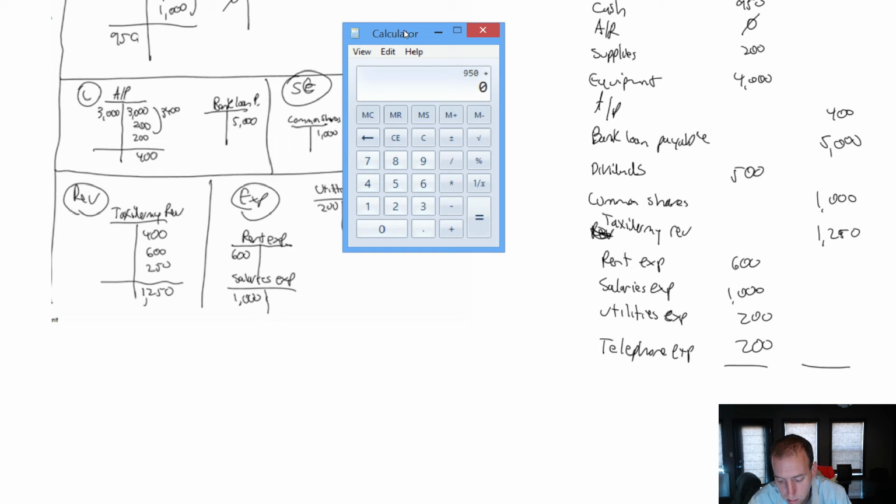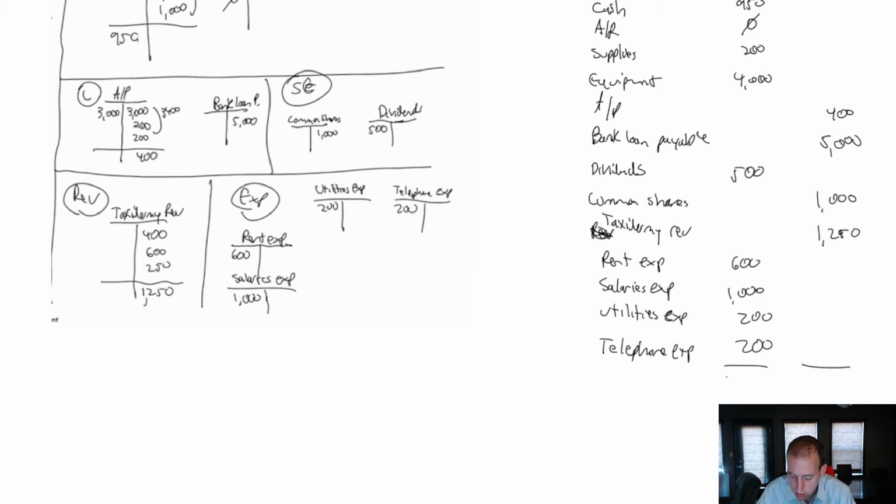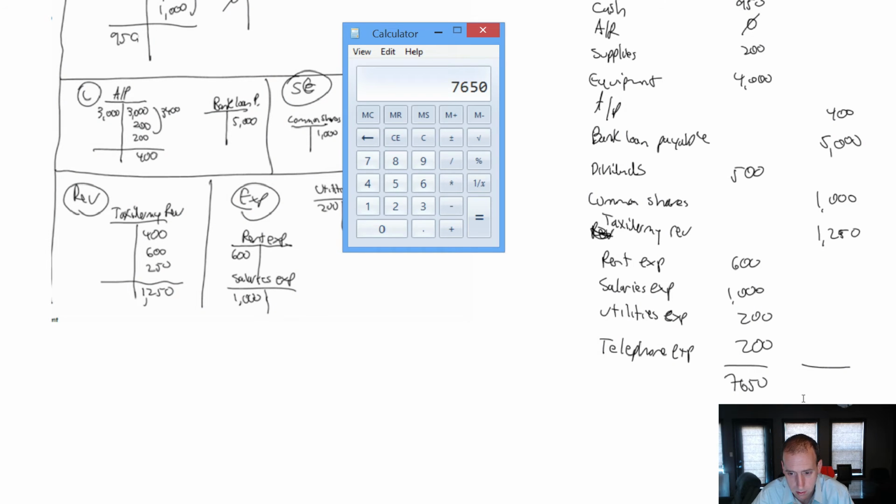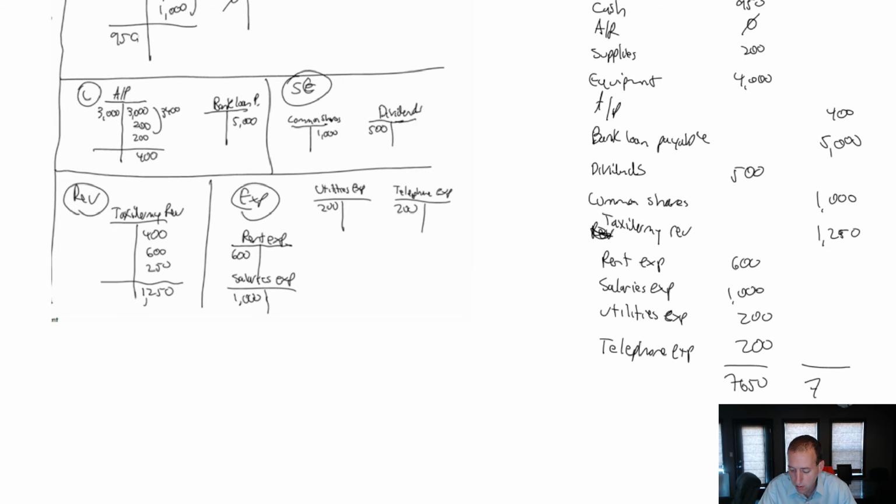950 plus 0 plus 200 plus 4,000 plus 500 plus 600 plus 1,000 plus 200 plus 200. I get 7,650 in debits. When I add up my credits, I get 400 plus 5,000 plus 1,000 plus 1,250. I get 7,650 in credits. My trial balance does balance.